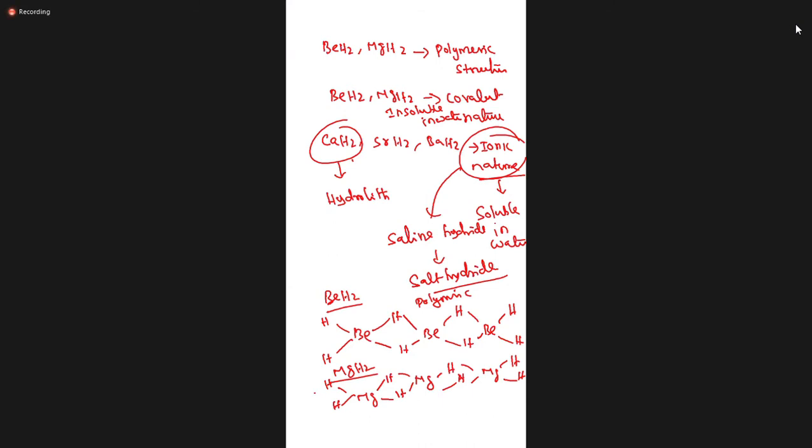Next, please note down from here onwards. Reaction with dilute acids. Alkaline earth group elements react with dilute acids. Alkaline earth metal reacts with H2SO4 to give metal sulfate, MSO4, plus hydrogen gas.